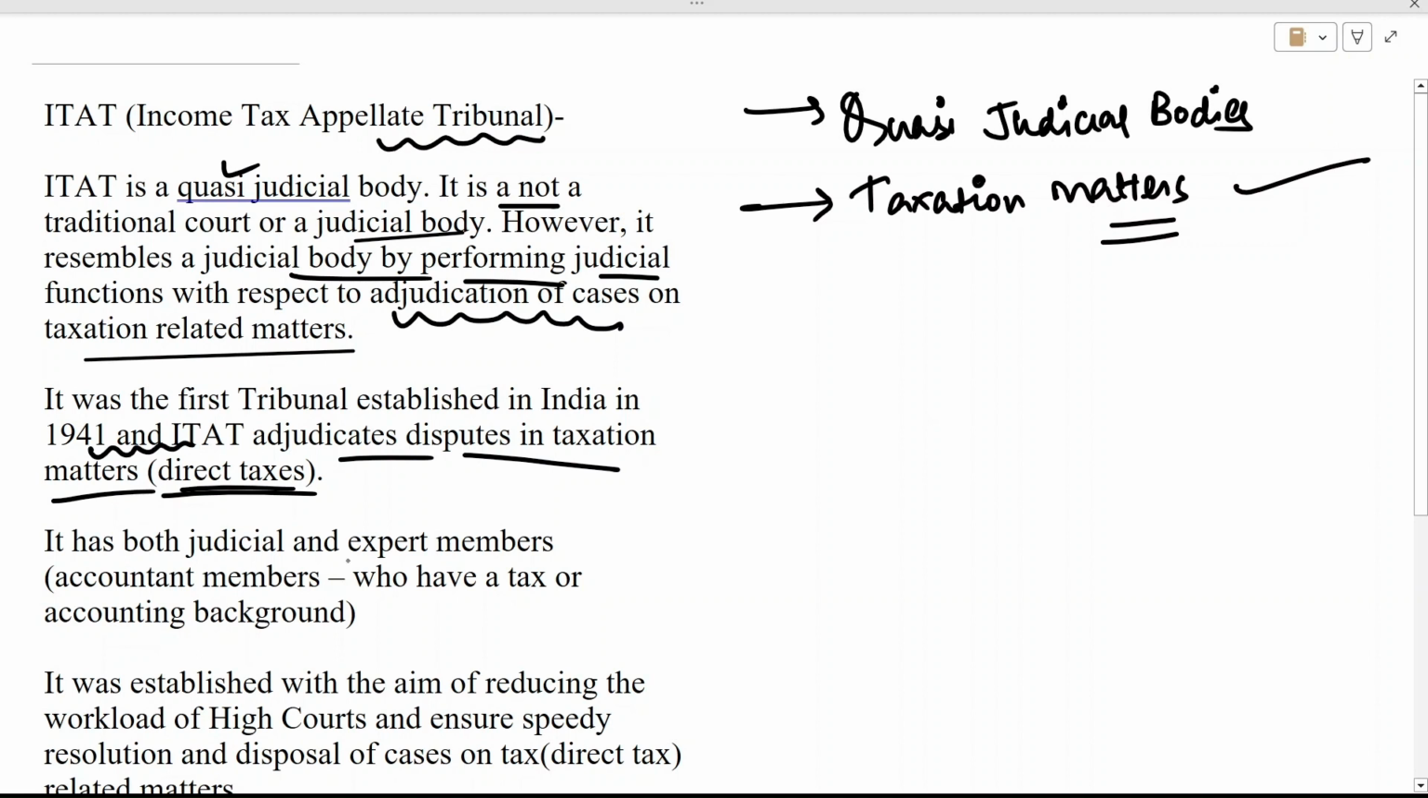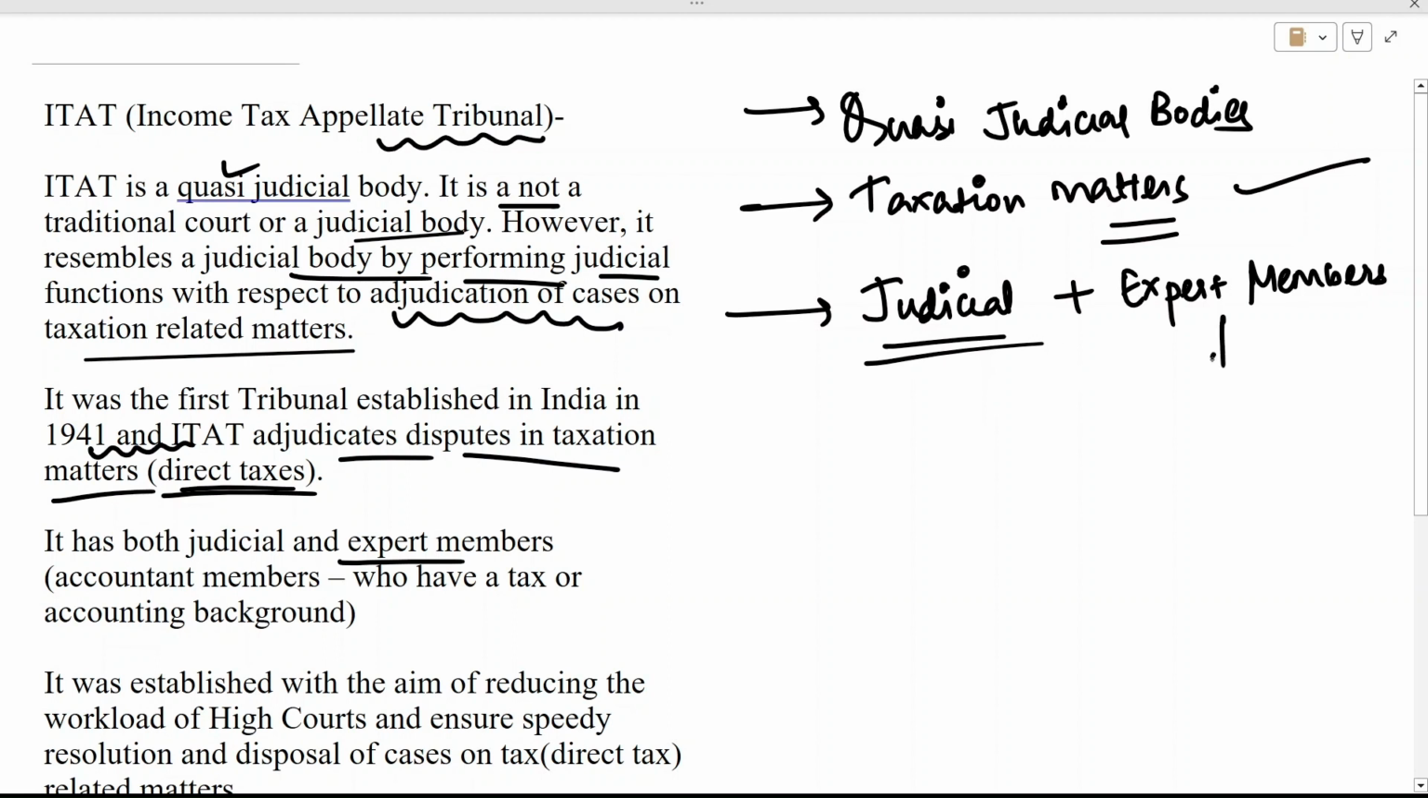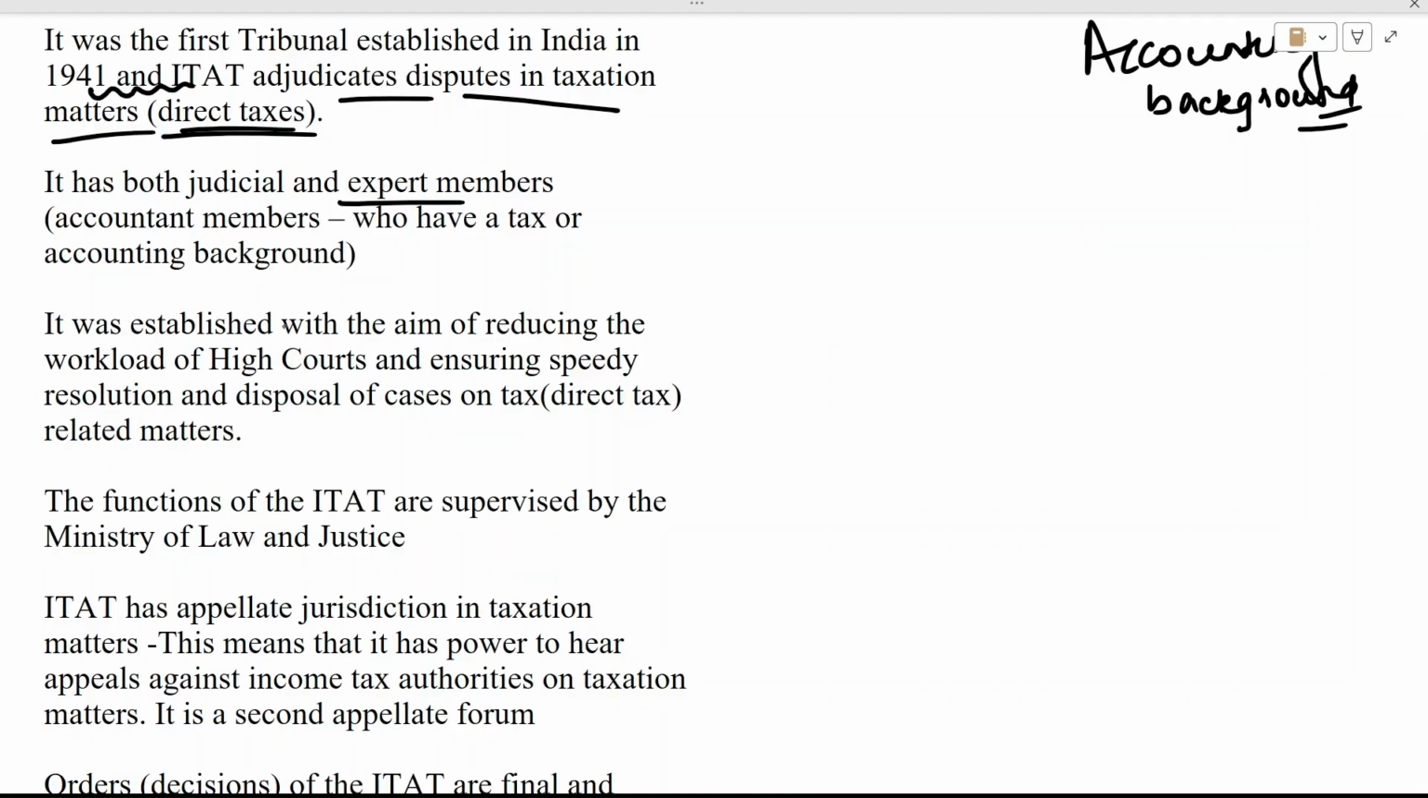It has both judicial and expert members. So for the ITAT again, we have judicial members and expert members. Since it's a tribunal which deals with taxation related matters, the expert members are generally people from the accounting background. It was established with the aim of reducing the workload of high courts and ensuring speedy resolution and disposal of cases on tax related matters.